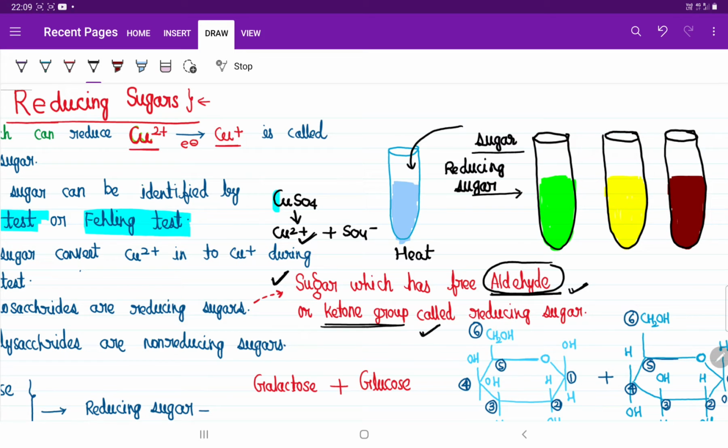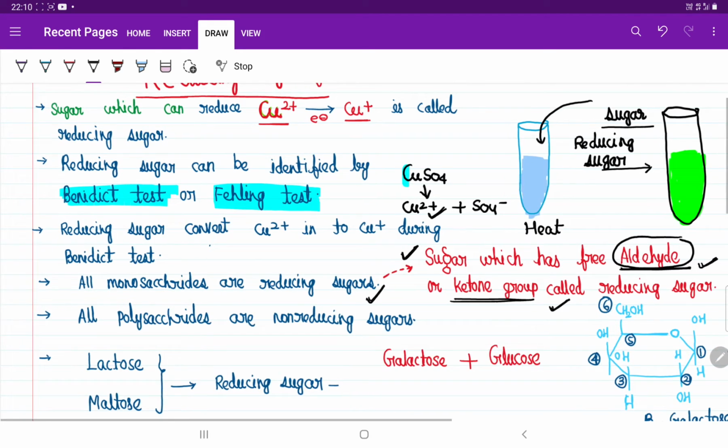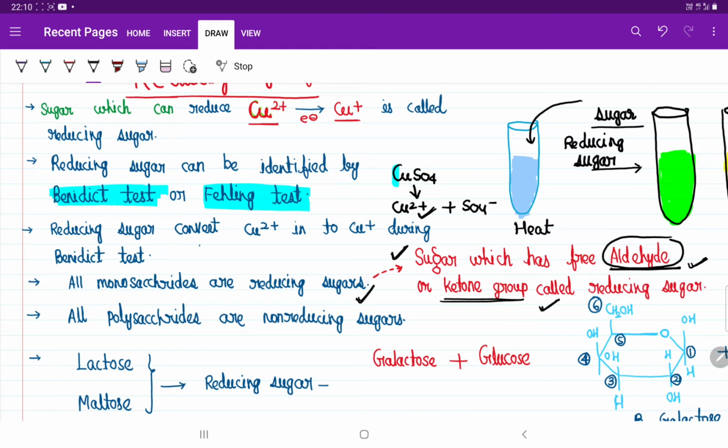If this aldehyde or ketone group is engaged in formation of a glycosidic bond, then we will not call it a free aldehyde or ketone group. But if they have not participated in formation of any kind of glycosidic bond, then we say they have a free aldehyde or ketone group. So the sugar which has a free aldehyde or ketone group, we call a reducing sugar. All monosaccharides do not form any glycosidic bond, so all monosaccharides are reducing sugars. All polysaccharides are non-reducing sugars.